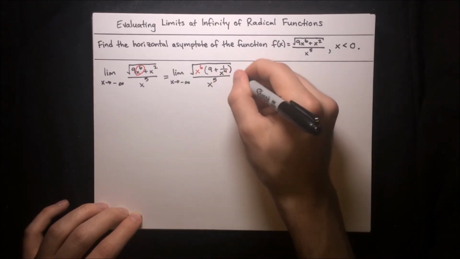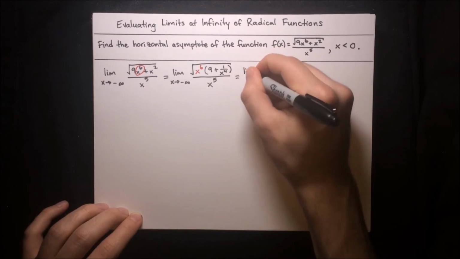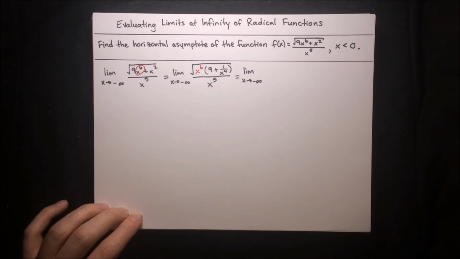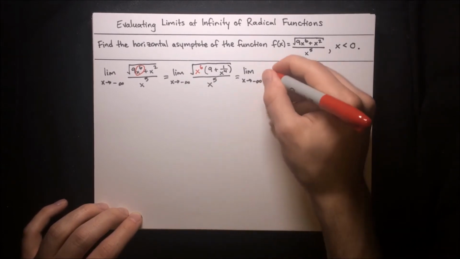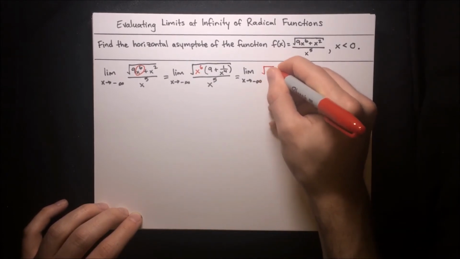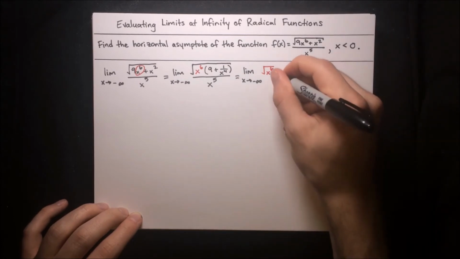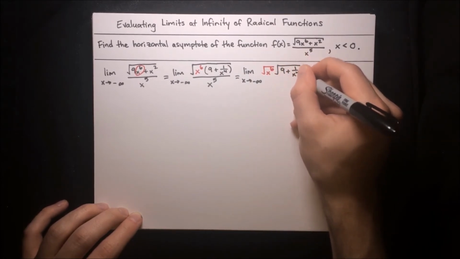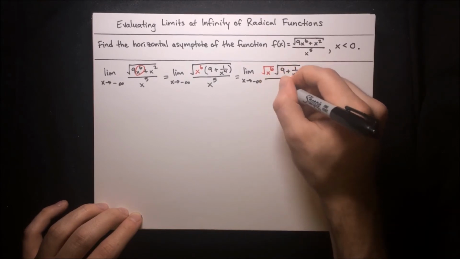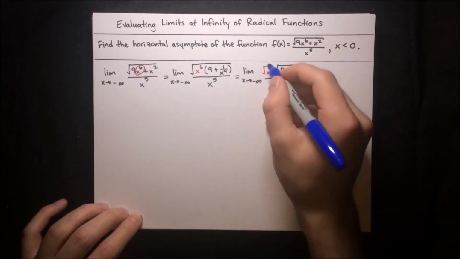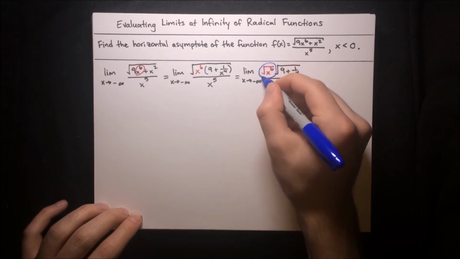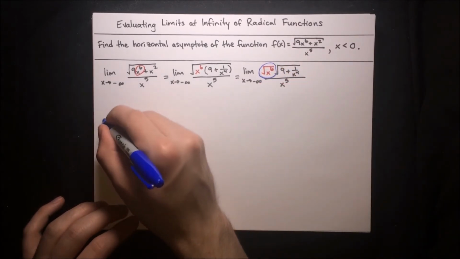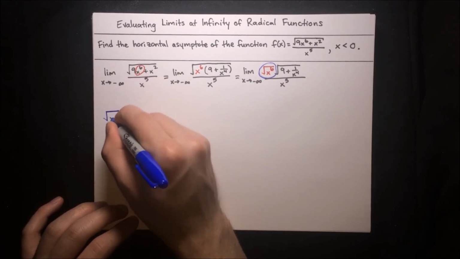Alright, so now we just go ahead and separate it from the root. Limit as x approaches negative infinity. Separate out that x to the 6th with its own root, square root of x to the 6th, times the square root of 9 plus 1 over x to the 4th. This is all over x to the 5th. And now we look at that term here, square root of x to the 6th, and we ask, can we simplify this? Why don't we just think about a simpler case first, just the square root of x squared.